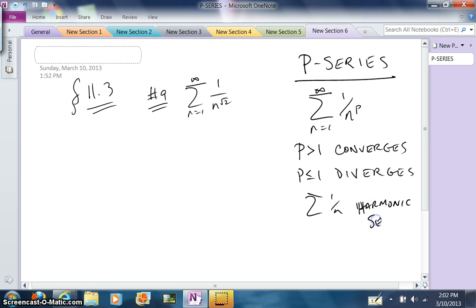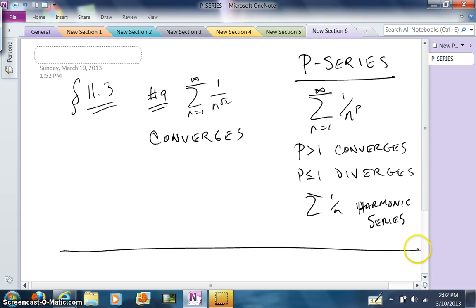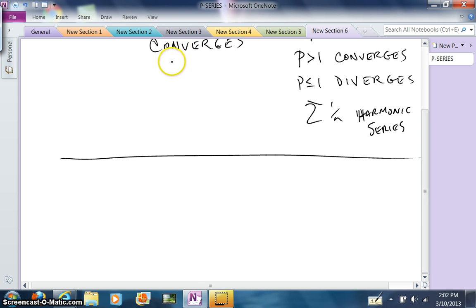So that's what they expect from this problem in number 9. They're expecting you to look at this, see that root 2, and immediately say, okay, I don't know what root 2 is exactly, but I know it's bigger than 1. So, bigger than 1, converges. That's it. You can say since p is bigger than 1. You can say p equals root 2, which is greater than 1. So it converges.